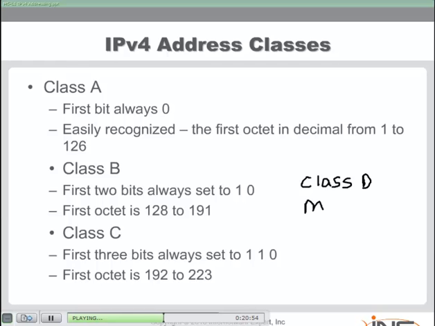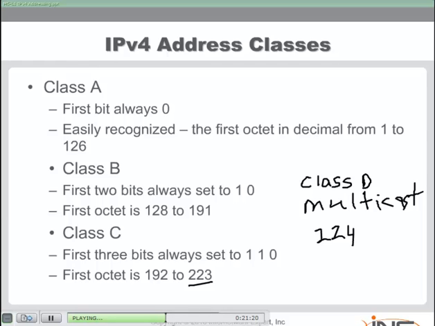As you can see, class D starts at 224 in decimal. So class D is your multicast addresses. A great example of a multicast address would be 224.0.0.9, used by Routing Information Protocol, specifically RIP version 2.